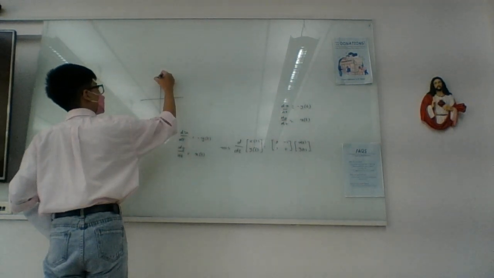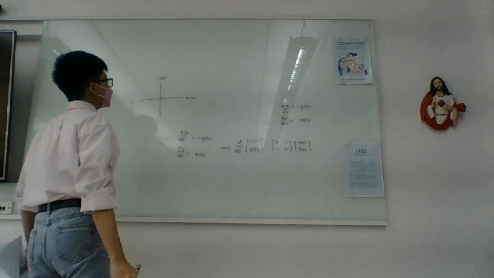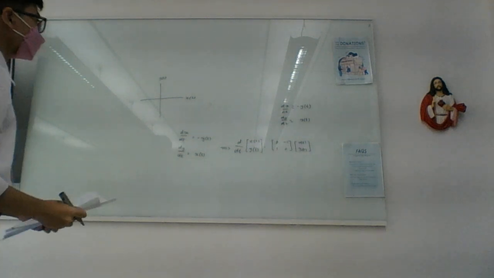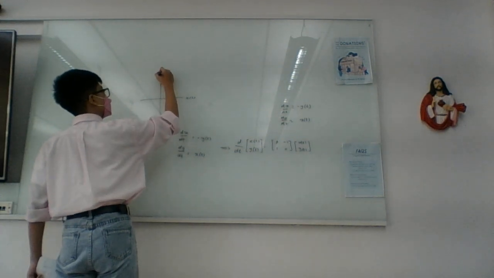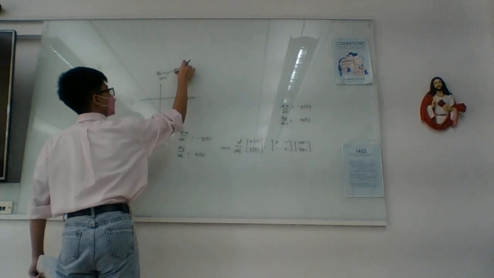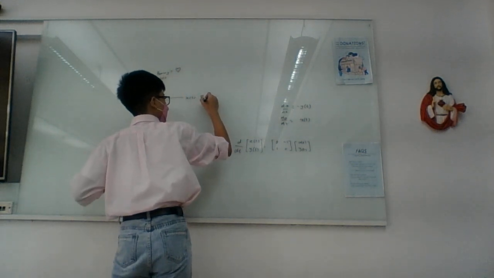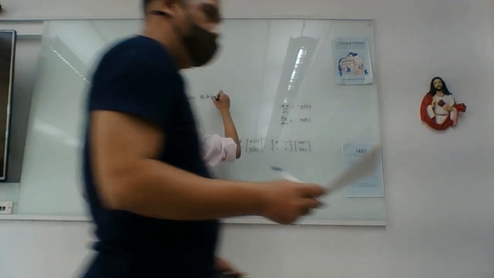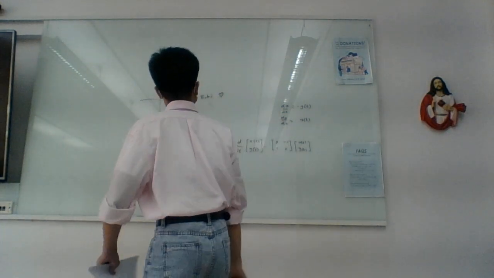This is y of t, and this is x of t. Okay, so just to remind you guys, this is Harvey's affection, and then this is Bob's affection.